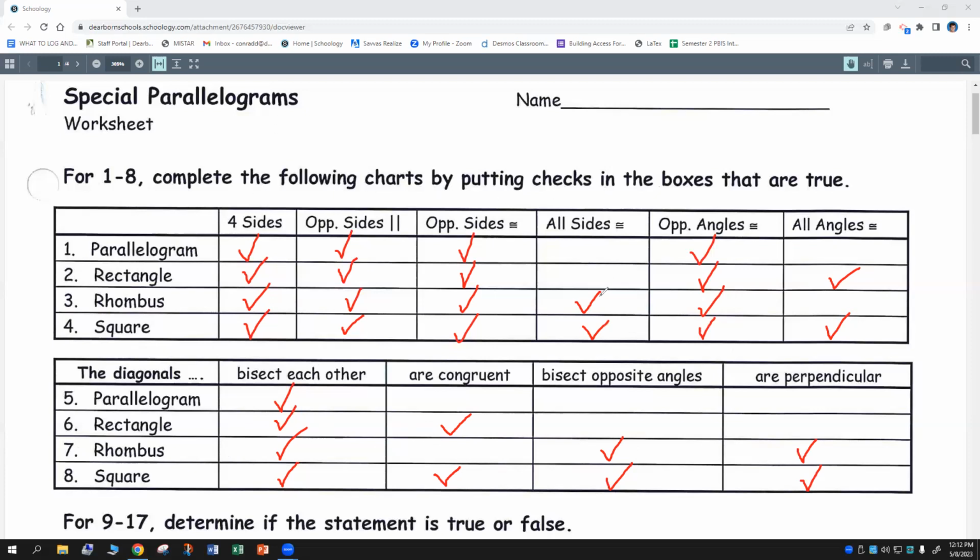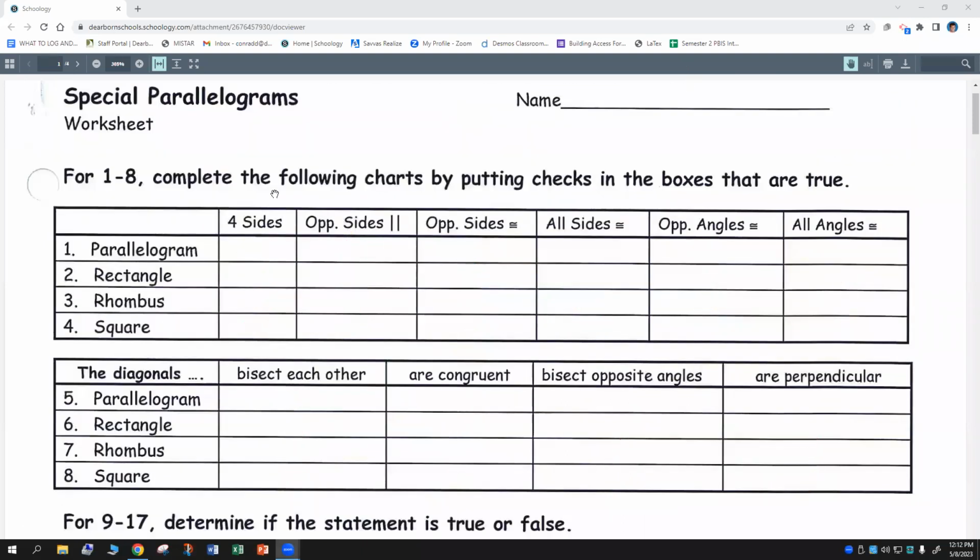Yep. So all sides equal, that's a square and a rhombus. All angles equal, that's a rectangle and a square. Diagonals are congruent, rectangle and square. Diagonals bisect the opposite angles, rhombus and square. Diagonals are perpendicular, rhombus and square.